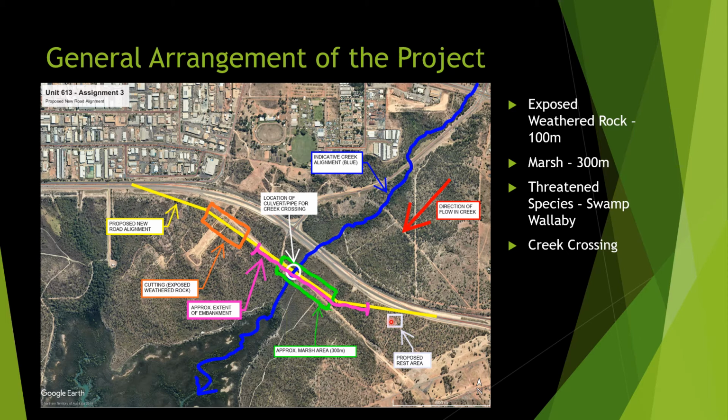Proposed rest area and historical information visitors area is proposed for here. The marsh area is about 300 meters long. It's indicated by this green line here. That's the area of exposed weathered rock which I mentioned earlier, and the creek flow is from the northeast to the southwest as shown here.